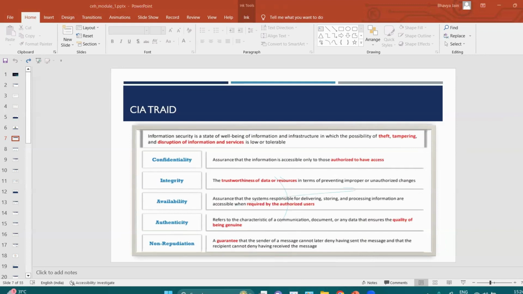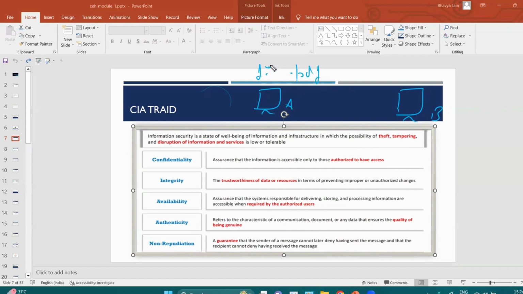Non-repudiation is where we ensure that the sender really sends the message and the receiver really receives the message, and the sender cannot later deny that he or she has not sent it. For example, let's say there's a user A and a user B. User A is sharing a PDF. So user A is the sender and user B is the receiver.